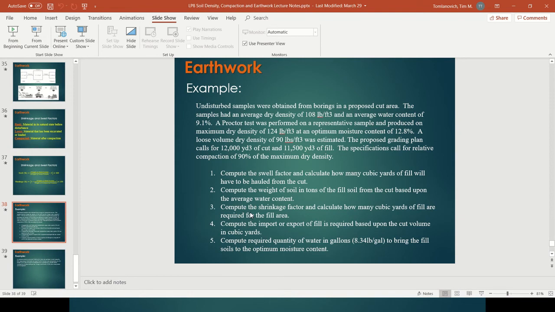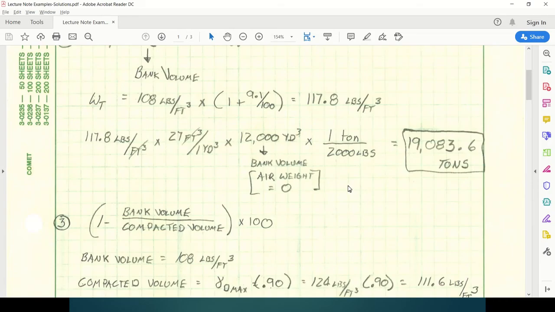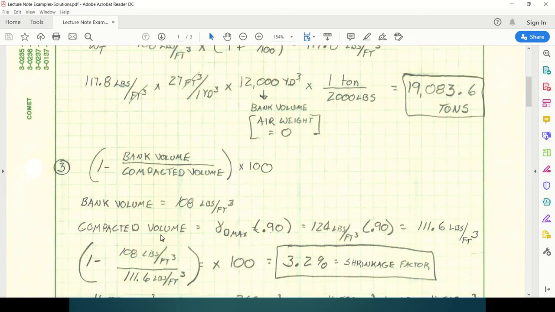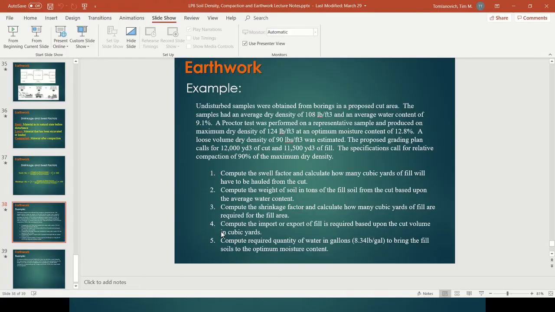Number 3, compute the shrinkage factor and calculate how many cubic yards of fill are required for the fill area. All right, so we need 11,500 cubic yards of fill. Shrinkage factor is 1 minus bank volume divided by compacted volume. Bank volume, again, is 108 pounds per cubic foot. For compacted volume, remember, the problem says we're going to compact it to 90% of maximum dry density. Our maximum dry density is 124 pounds per cubic foot.